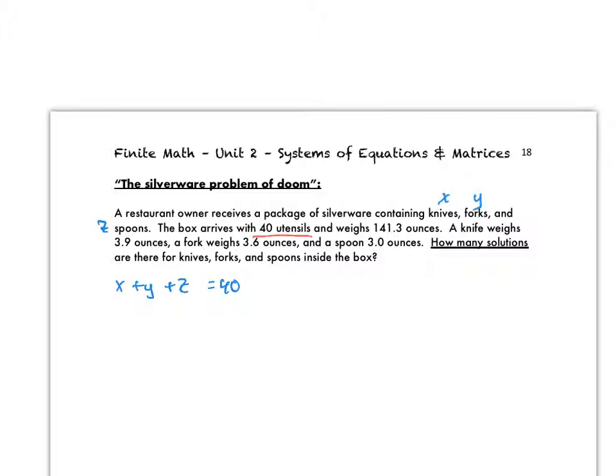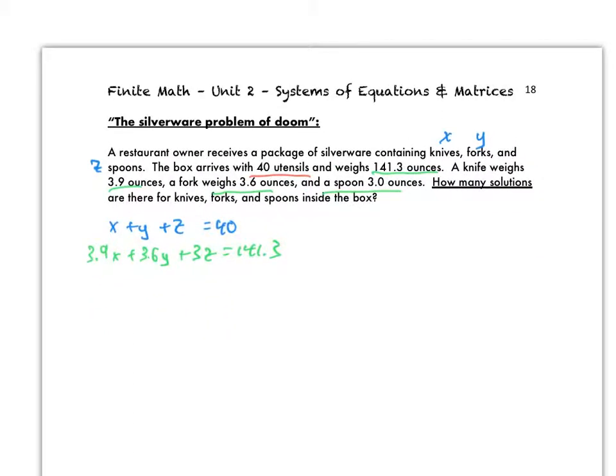And you know that the box weighs 141.3 ounces, and you have weights for each one of the utensils there. So 3.9x plus 3.6y plus 3z, that's going to be 141.3. Now if you're using a matrix to do this particular problem, then what you want to do next is construct your augmented matrix as though you're going to do reduced row echelon form, sometimes known as Gauss-Jordan, or even just row echelon form, Gaussian elimination.